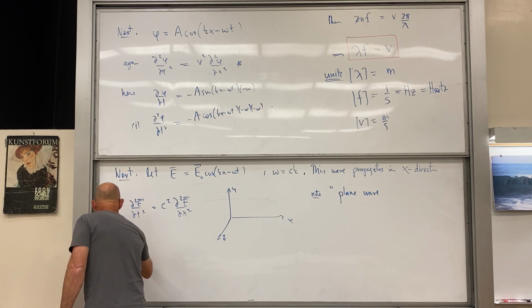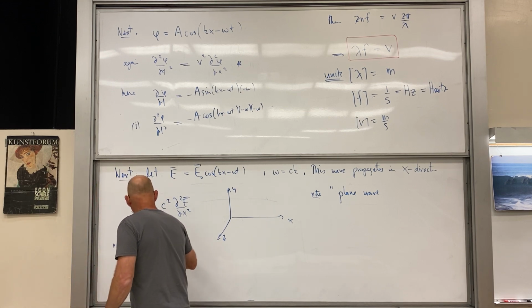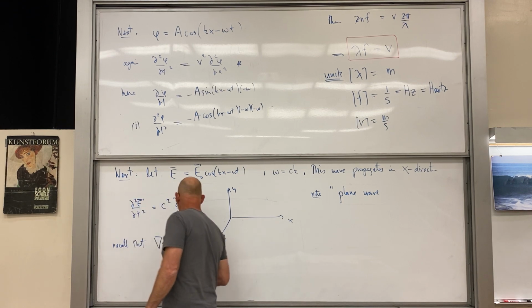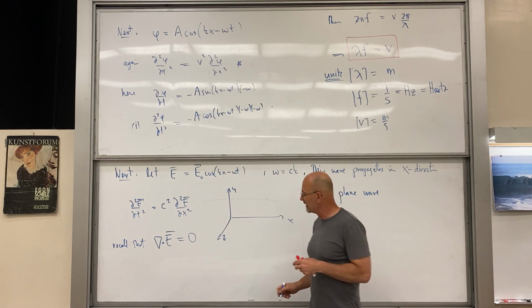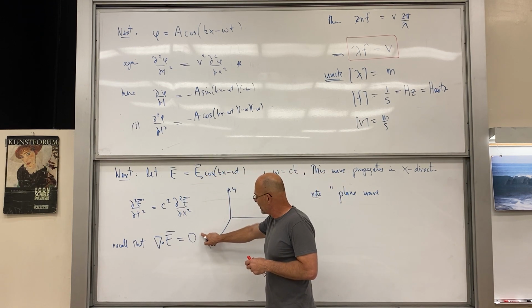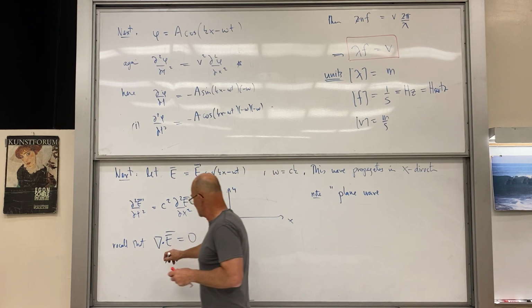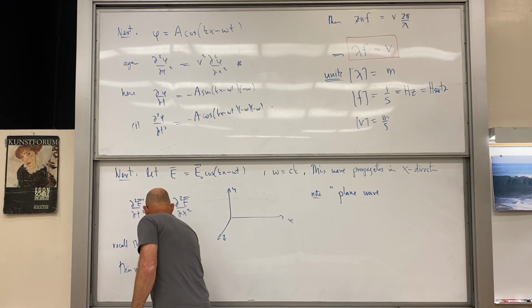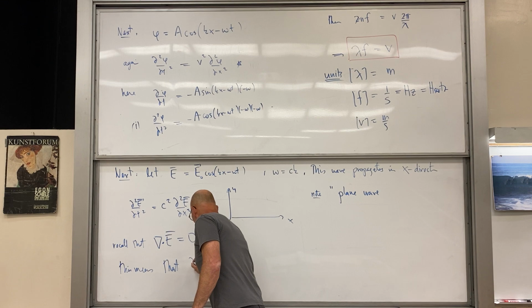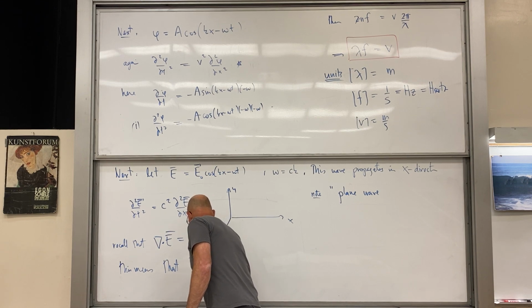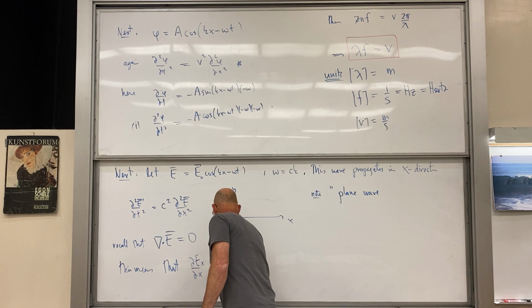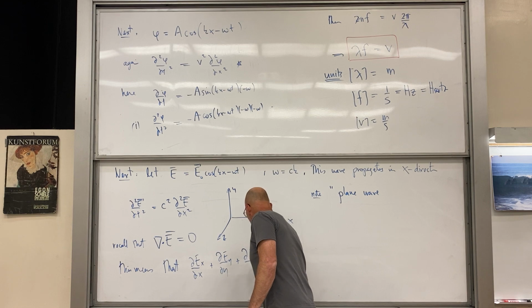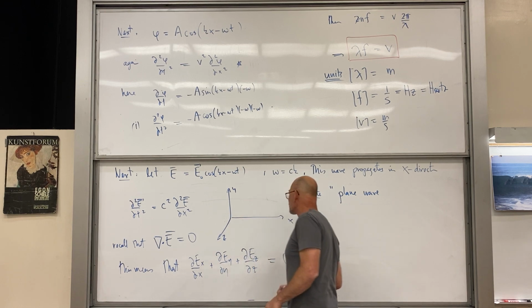Now, here's what we're going to do. Recall that divergence of E is equal to 0. That was one of our Maxwell equations for the vacuum. Okay, so that means that dEx dx plus dEy dy plus dEz dz is equal to 0.